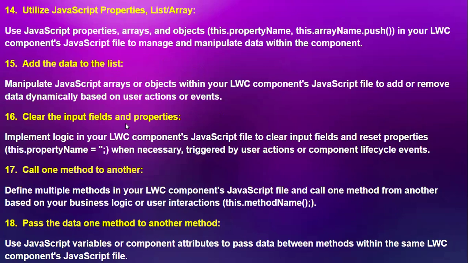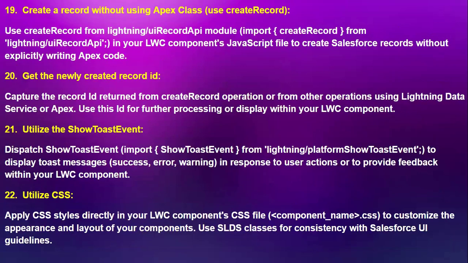So how are we going to do that? We are using multiple methods on the JS side, the client-side controllers. How to call one method from another method. Some methods we also pass some parameters to. How to pass the data from one method to another method. We are also going to learn this in this video, and how to create a record without using the Apex class. Initially we need to save the sales order record, a single record. So how are we going to create the record without using the Apex class? We are going to learn that too.